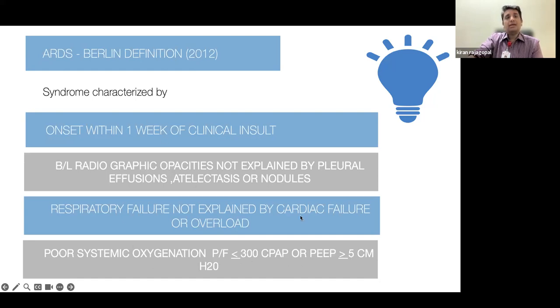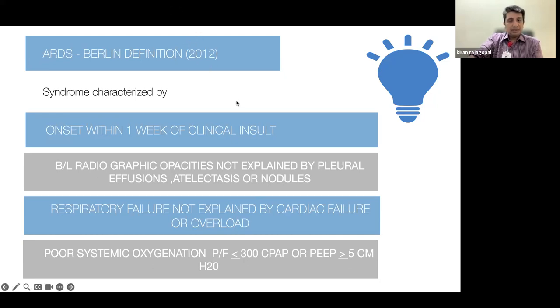Okay, so this is the Berlin definition of ARDS, that is onset within 1 week of clinical insult, bilateral opacities which should not be explained by pleural effusion, atelectasis, or nodules, and there should be respiratory failure which is not contributed by cardiac failure or fluid overload, and PF ratio less than or equal to 300 at a PEEP or CPAP of more than or equal to 5. So, going by this definition, can we classify this patient as ARDS? Yes or no? You can put it in the chat box.